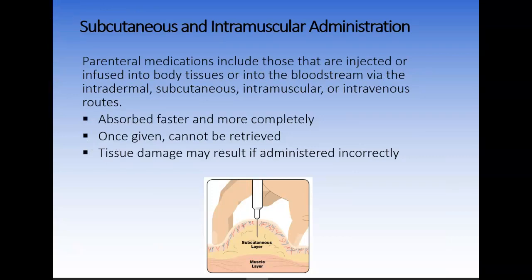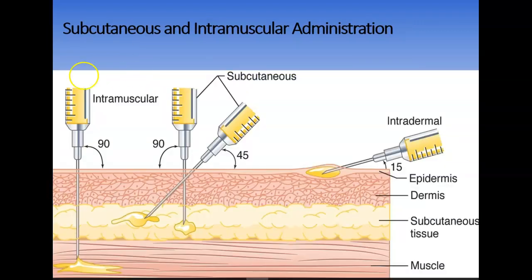Subcutaneous and IM injections. These are parenteral medications that we inject into the body tissues, and they're absorbed faster and more completely. Once they're given, of course, they cannot be retrieved, right? And tissue damage can happen if you're not careful. So you just have to understand where you're injecting, why you're injecting, and what you have to be thinking about based on the medication. Do you have to move the medication around? Is the site that you've selected appropriate? Is the tool that you're using going to get to the correct layer, etc.?